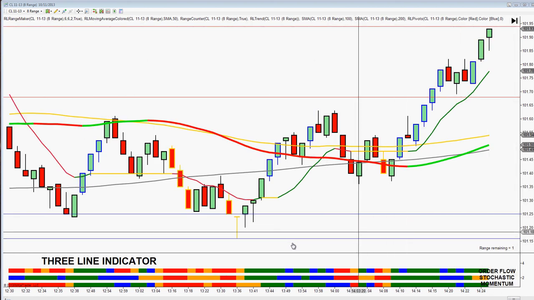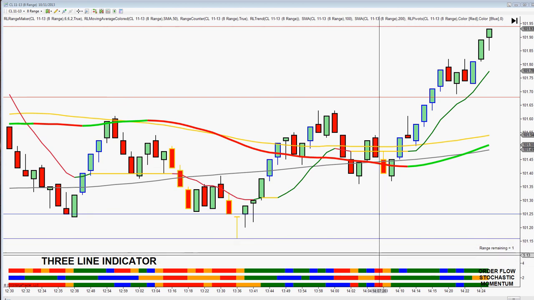Now, I think the three-line indicator is one of the most unique and most powerful indicators of any trading platform available on the market today. In fact, I think that its power approaches that of some of the very expensive trading platforms that are available to the major brokerage houses, which we don't have access to.